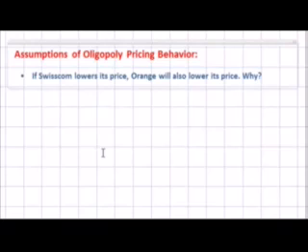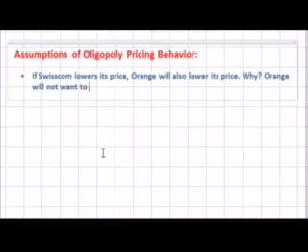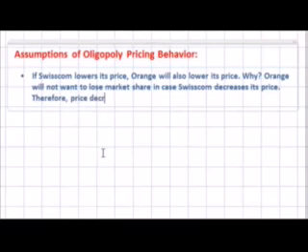Well, this has to do with oligopoly behavior. Of course, Orange's revenues and profits depend as much on the price that Swisscom charges as they do on the price that Orange charges, and vice versa. The same is true for Swisscom. The reason, therefore, that we should assume that Orange will decrease its price in response to a lower price from Swisscom is that Orange will not want to lose market share in case Swisscom decreases its price. Therefore, price decreases will be matched. Now that's going to play a very important role when we draw the demand curve that Swisscom faces.